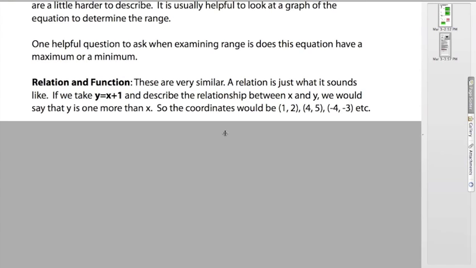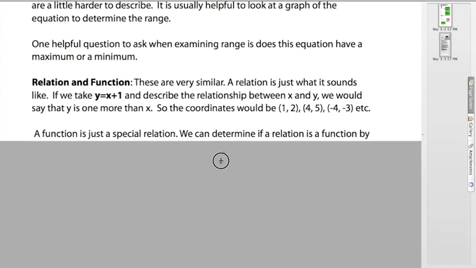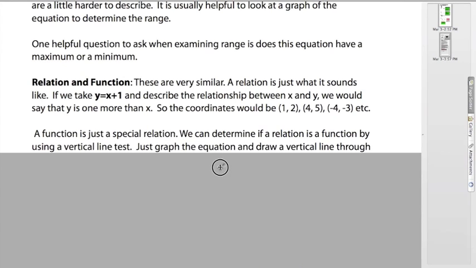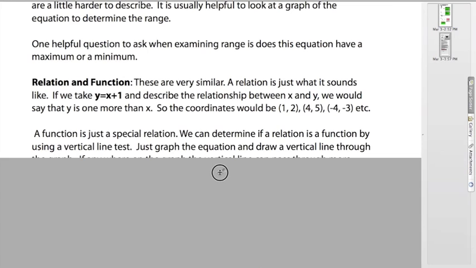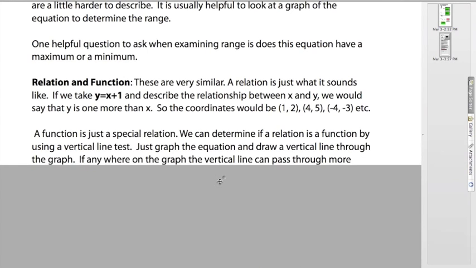Okay, a relationship a little bit more specific than just any generic function or relation out there. We can determine if something's a function by doing a very, very easy test. We call that the vertical line test.